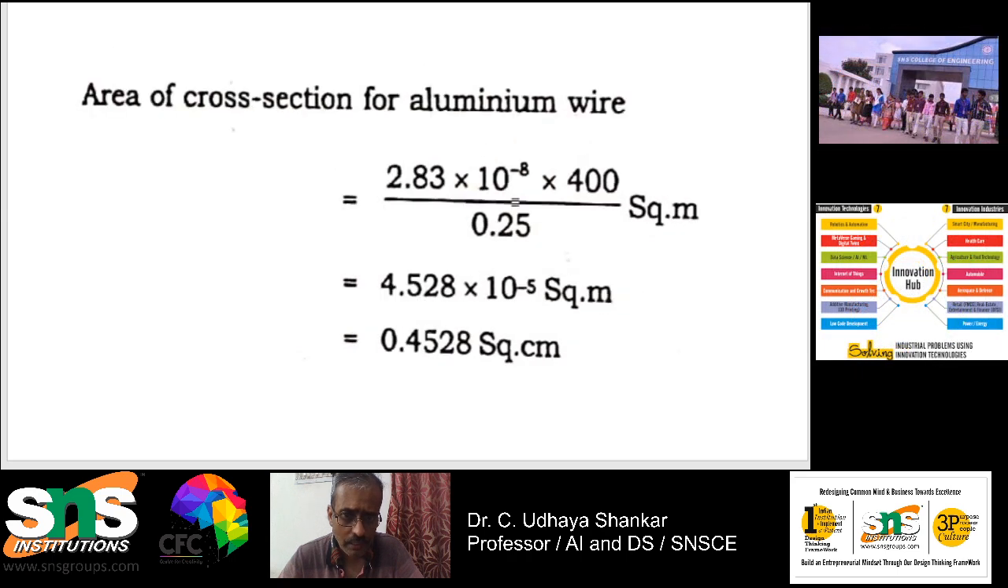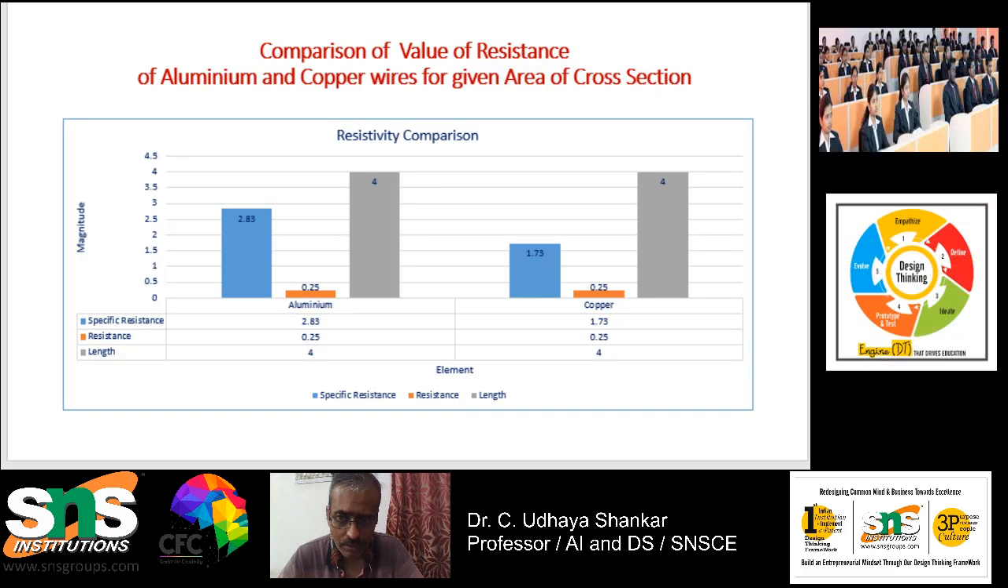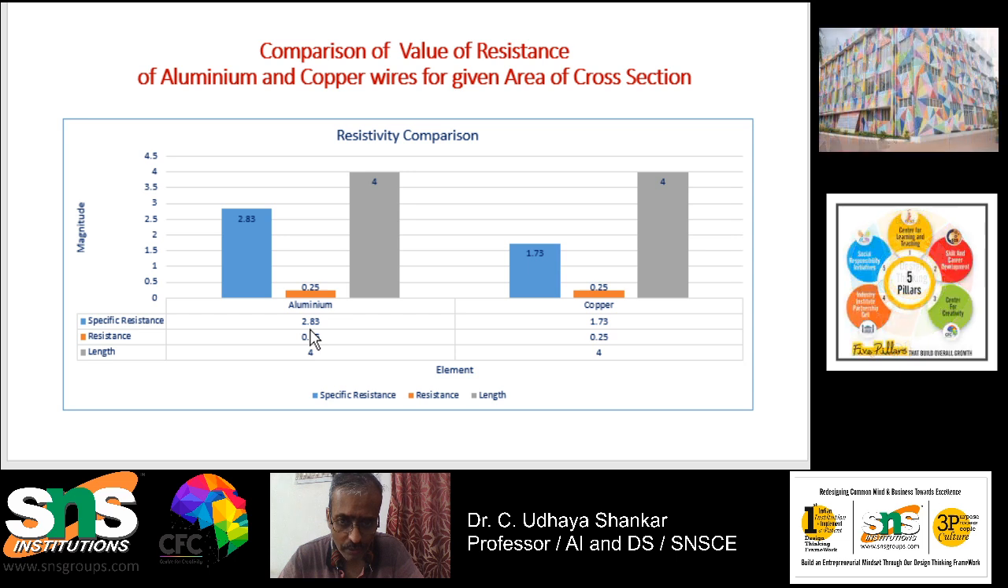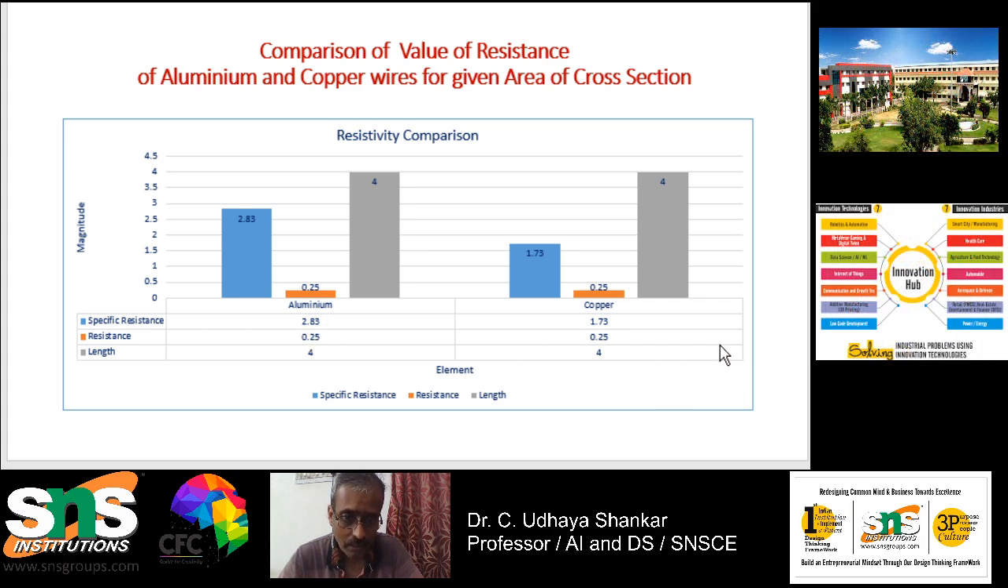So you can see that the area of cross section of aluminum wire is quite high when compared to the area of cross section of the copper wire. So why is it? I have just plotted a graph. So you can see from the graph that for the given value of resistance of 0.25, the specific resistance of aluminum is around 2.83, whereas for copper it is just 1.73. And because of this, if the specific resistance is high, the area will also be high.